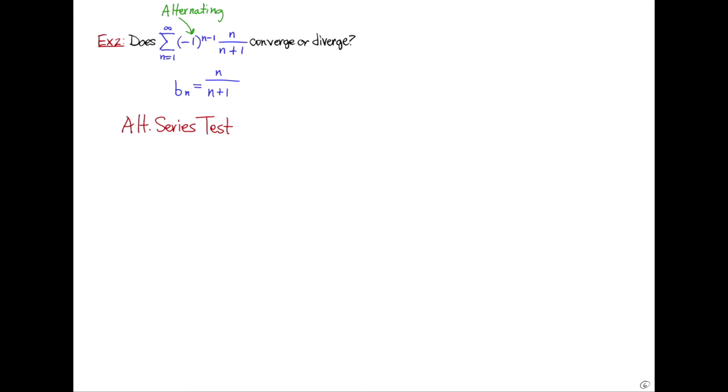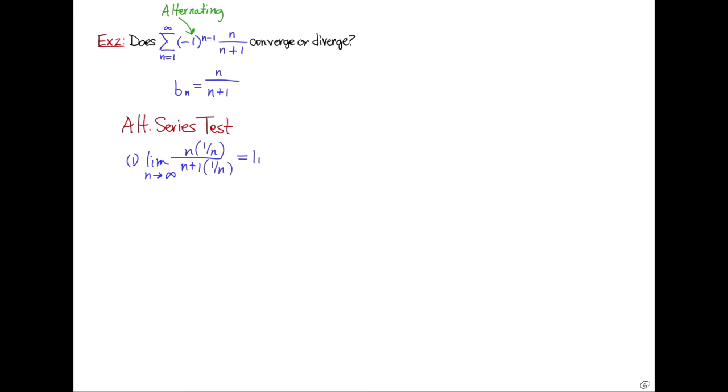Our first argument, we need to prove that the limit as n approaches infinity of n over n plus 1 is equal to 0. Now, as this limit is written, it's indeterminate. We have that infinity over infinity form. Anytime you're trying to evaluate a polynomial over a polynomial, the easiest way to evaluate that limit is to multiply by 1 over the highest power term in the denominator. So let's multiply the numerator and the denominator by 1 over n.